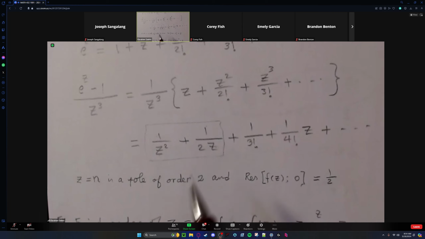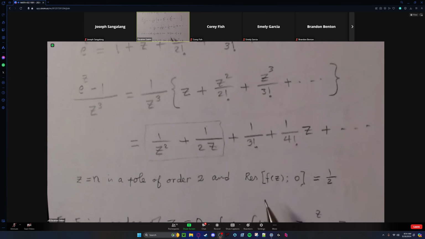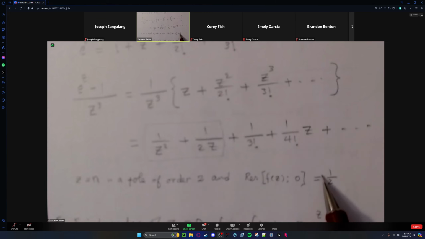And remember, when we write the Laurent series, the coefficient of 1 over z is called the residue. And we need this one because the integral of this function around the unit circle, let's say, will be the residue times 2 pi i. All right. Okay, good.